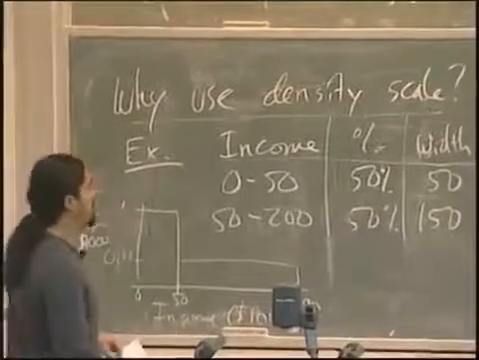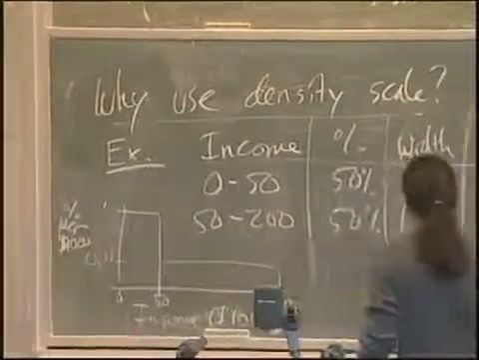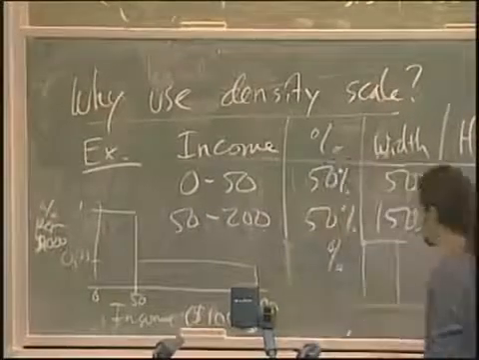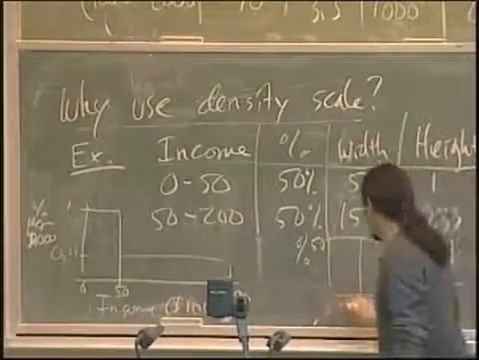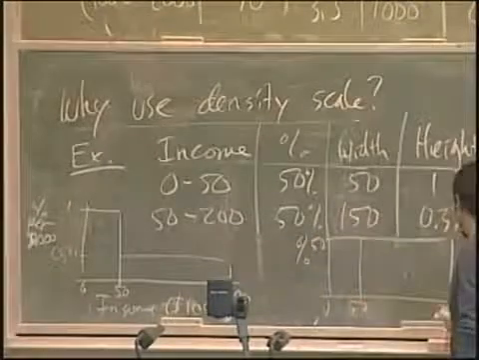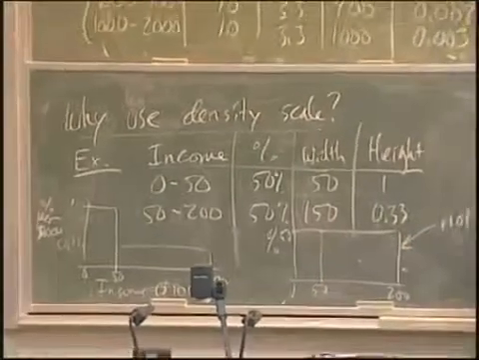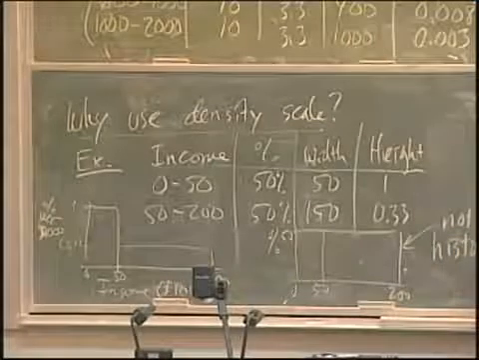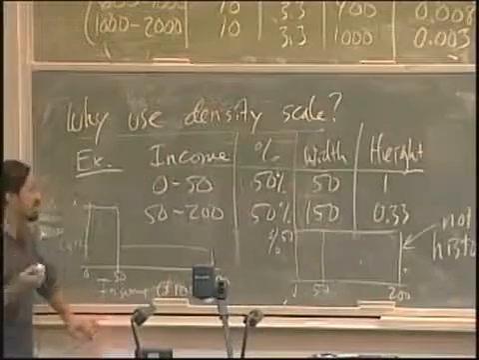OK, what if we graphed the percentages themselves? If we graph the percentages themselves, if I put percent as the label here, 50 there, 50 here, 0, 50, 200. OK? So this is not a histogram. I don't like that picture, right? It sort of doesn't tell us what we want to know.